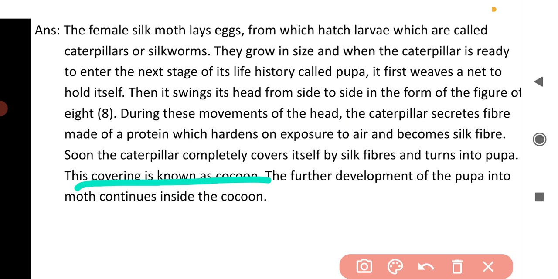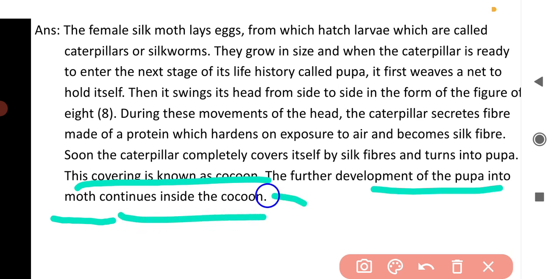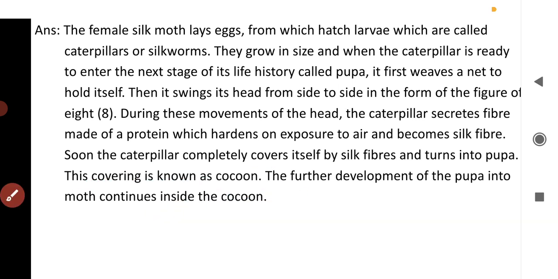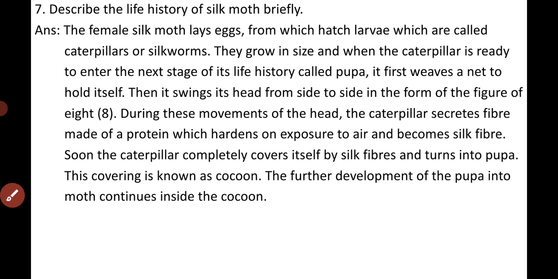The further development of the pupa into moth continues inside this cocoon. Clear? So this is the life history of silk moth. This way the life history of silk moth is completed.